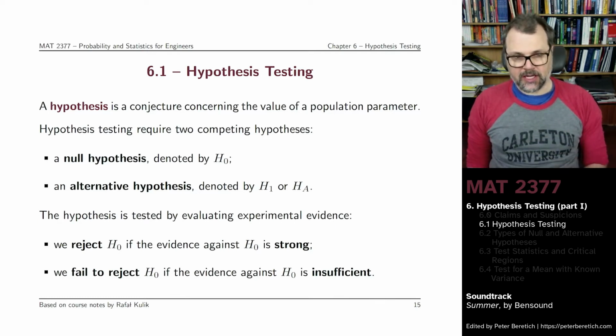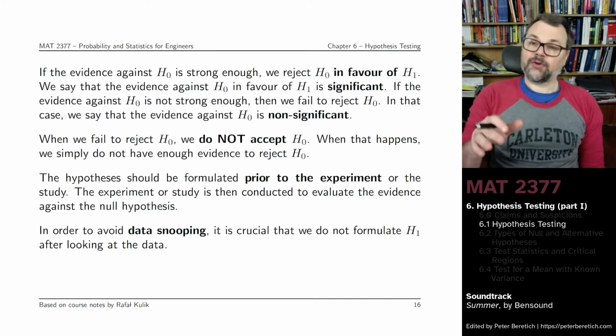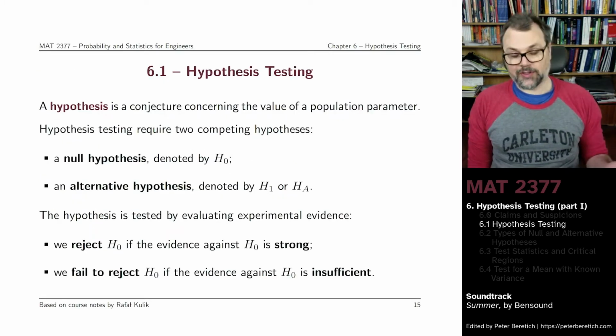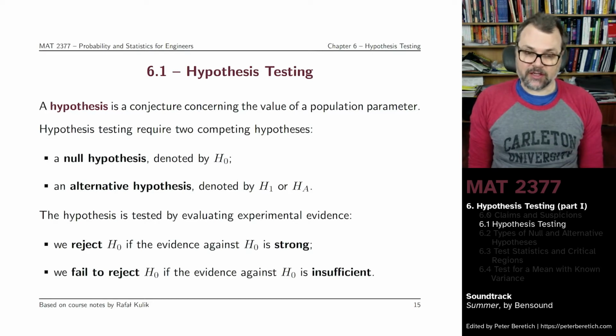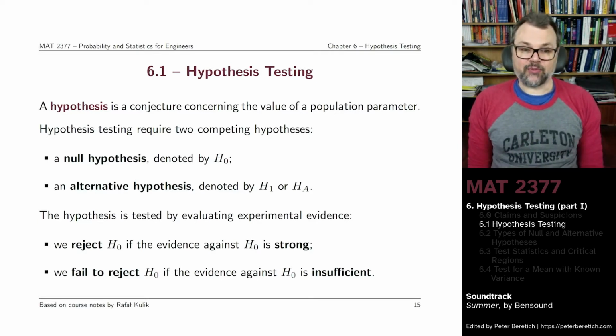We reject the null hypothesis if the evidence against it is strong, and we fail to reject it if the evidence against it is insufficient. In the first example, in the previous slides, when we had only tossed the coin 10 times, we failed to reject the hypothesis that the coin was fair. The evidence against that was insufficient. In the second case, when we tossed the coin 100 times, we ended up rejecting the hypothesis that the coin was fair, the null hypothesis, because the evidence against that was strong.